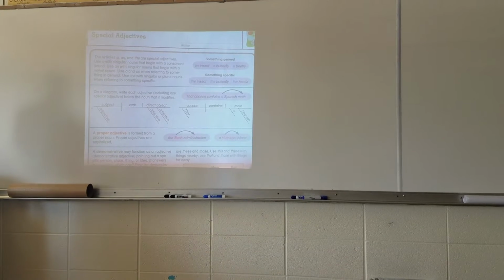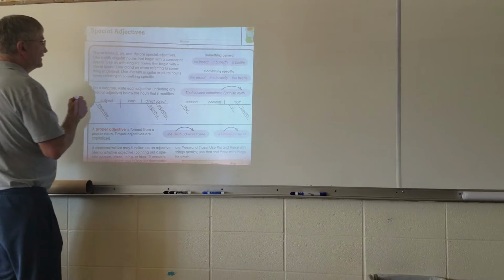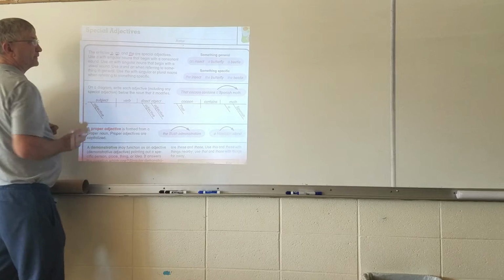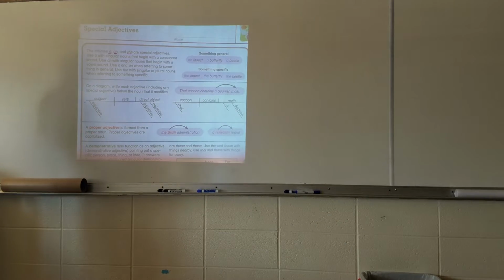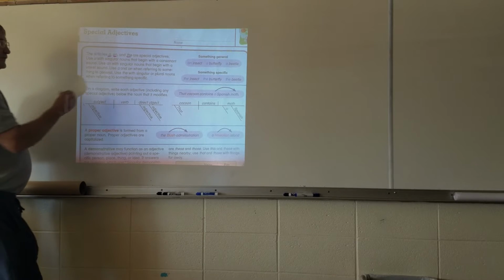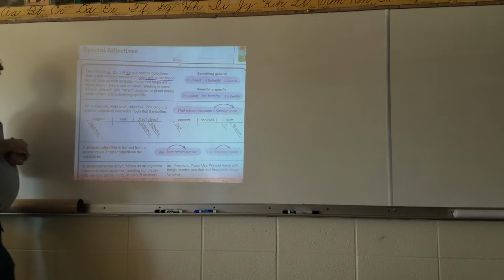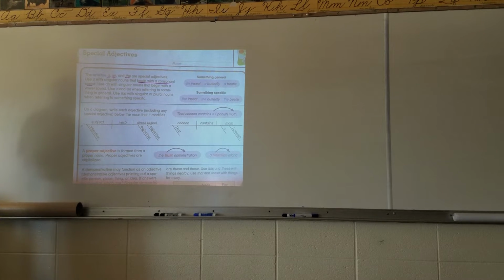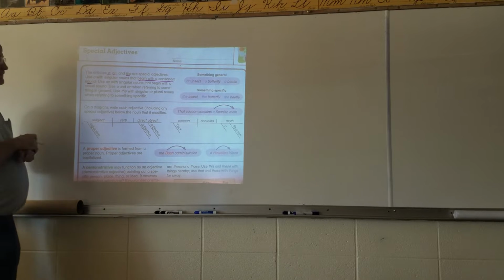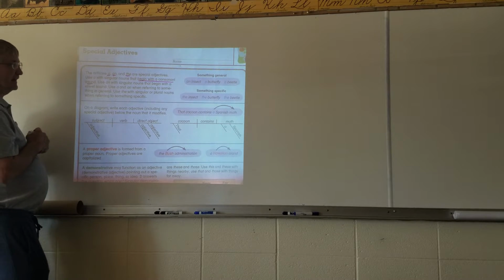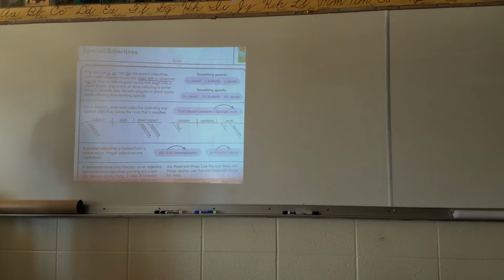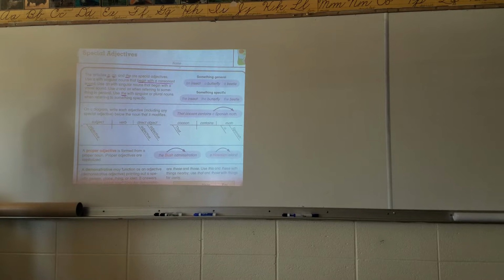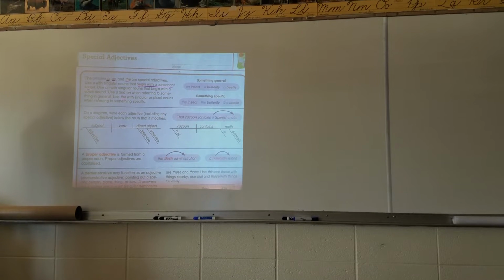We have special adjectives. You're familiar with the special adjectives. We have the article adjectives, is the formal name we've called them through the year, and that is a, an, and the. Use a with singular nouns that begin with a consonant sound. Use an with singular nouns that begin with a vowel sound. Use a and an when referring to something in general. Use the with singular or plural nouns when referring to something specific.